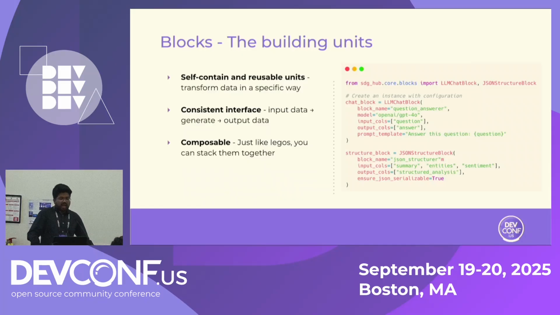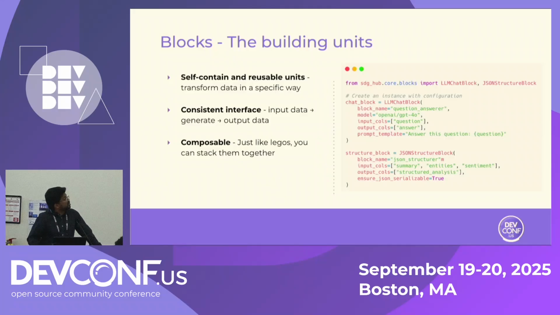At the heart of SDG Hub is what we call blocks. This is an abstraction, and these are the building units for SDG Hub. First, blocks are self-contained and reusable units. Each one transforms the data set into something else. Data goes in, it does some processing on that particular data set, and it spits out the data set again. Second, they all share a consistent interface. And blocks are by nature composable. Any blocks can be connected with each other, and you can create your own generation pipeline.